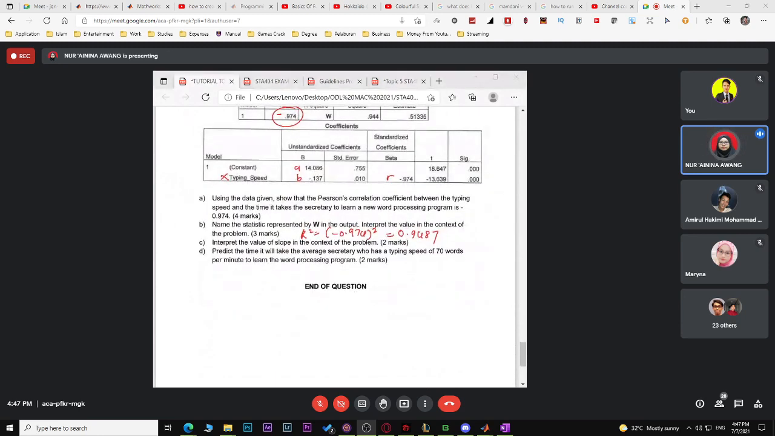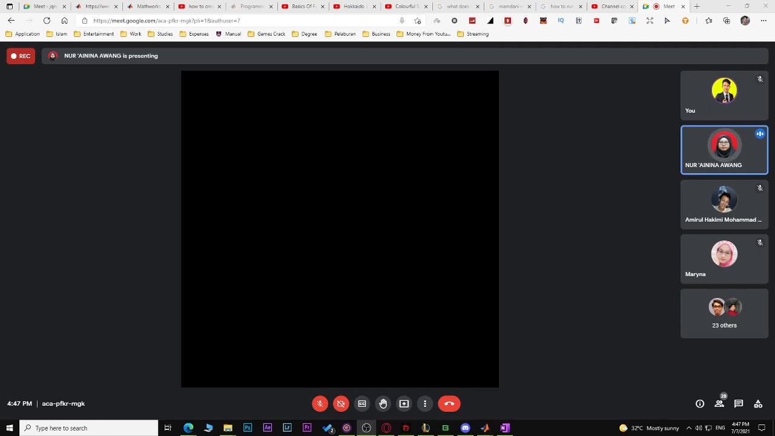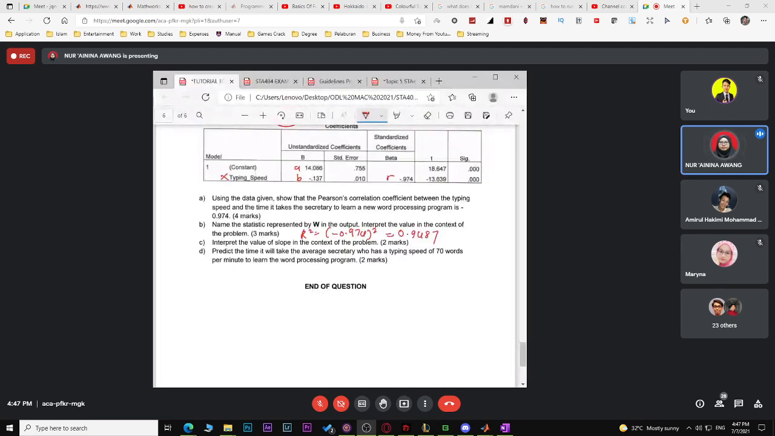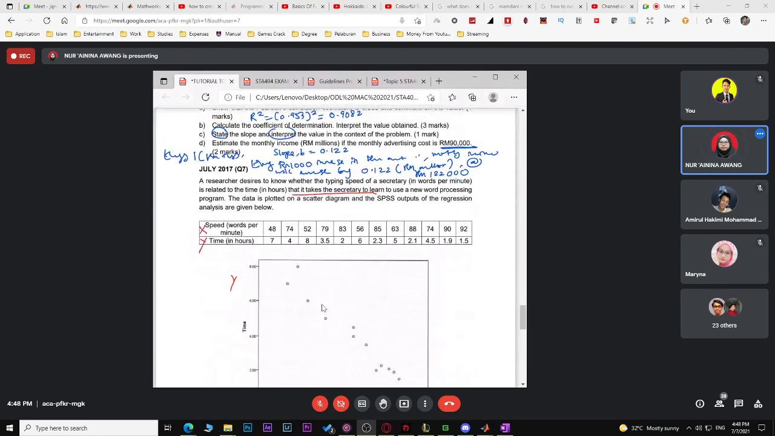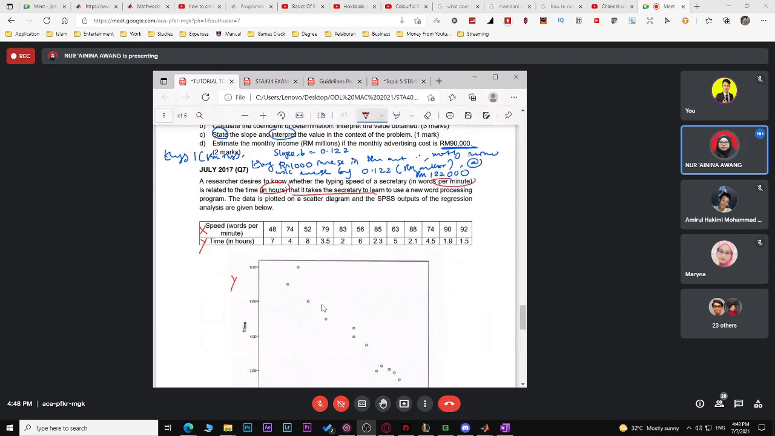Okay, and then for C, the question asks you to show the value of slope. Okay, so you kena show lah value slope tu. Sorry, interpret the value of slope in the context. So dia suruh you interpret saja, no need to show the slope, okay, just interpret the value. So we said that every 1 minute increase in the typing speed, so the time taken to learn will decrease. Since your B is negative, so kita kata decrease by 0.137 hours. So make sure dia punya unit jangan lupa. Okay. So unit the hours, ini adalah word per minute.